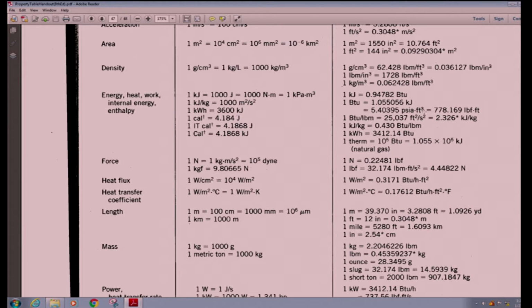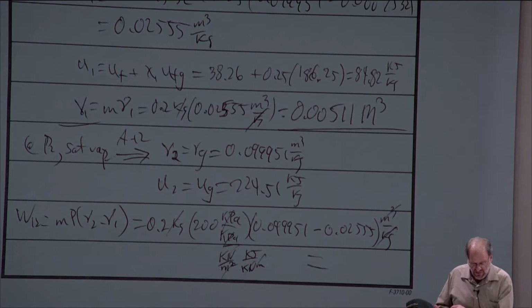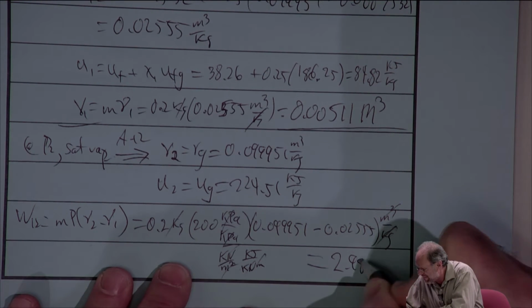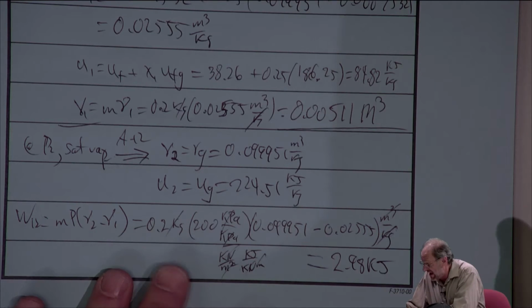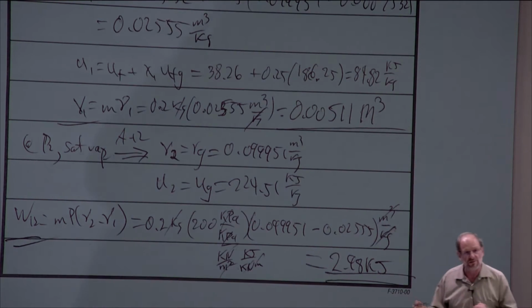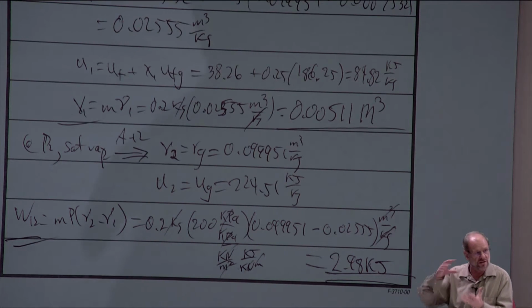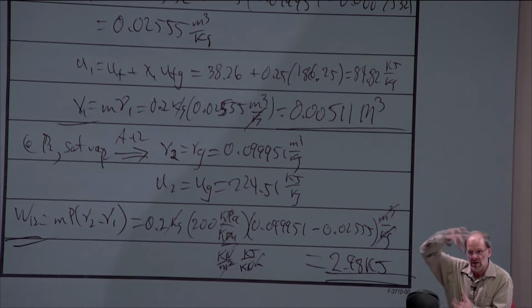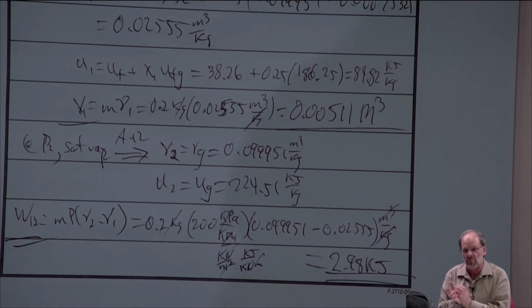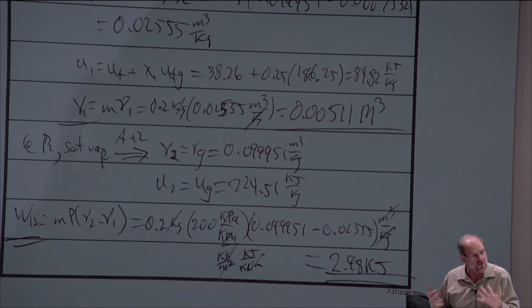All right, so no unit issues. We go through the mathematics and we find that the work is 2.98 kilojoules. And it's a positive number, which it's supposed to be, right? The volume is increasing. The piston is moving upwards. Work is being done by the system as it pushes into the piston and moves it upwards. So work done by the system is positive, and that's a positive number. So that gives us some confidence.